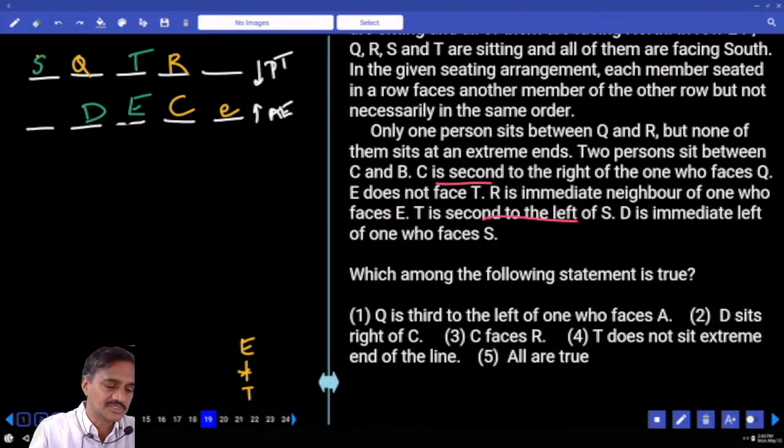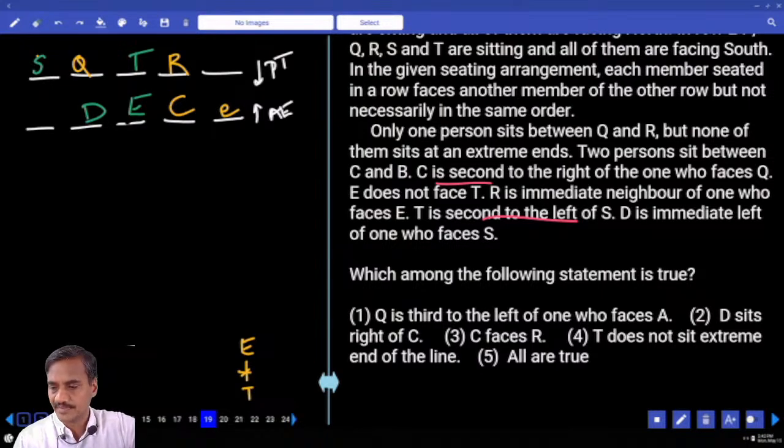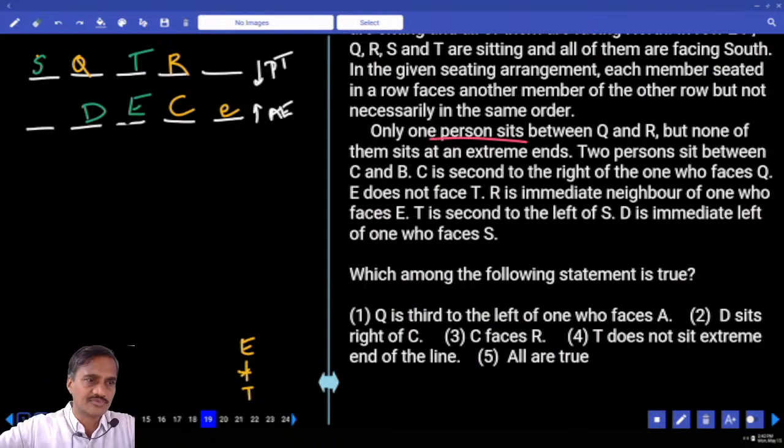Then tell me who is the person left over in the first row? R and A. Now only one person between. R is an immediate neighbor of the one who faces E. T is seated second to the left of S, and D is immediate left of the one who faces S. Immediate left of the one who faces S is not possible here.